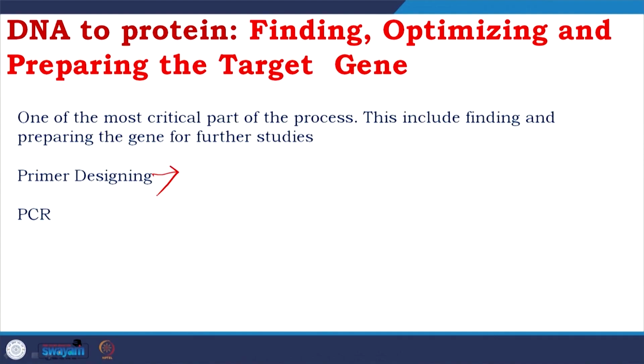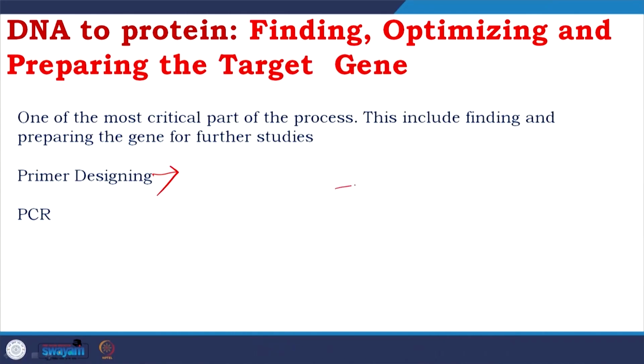Okay. Then what to do? Then you have to go for primer designing. What is primer designing? Because you want to clone, you want two things. One, you want your gene to have included a restriction enzyme site.